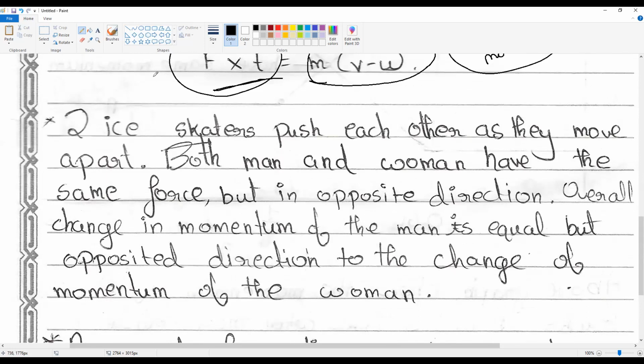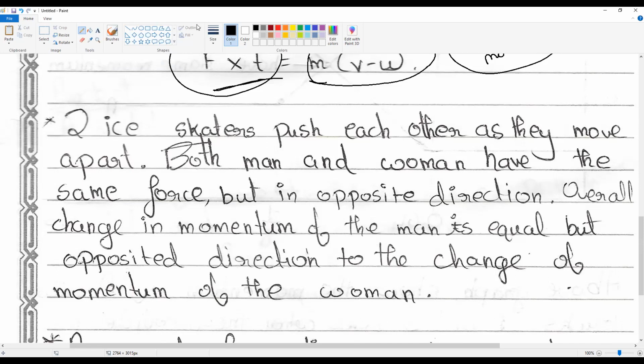If you push me right now, that will also be an example of changing momentum. Before you pushed me, my momentum was zero. When you applied a force on me, my momentum changed. Same thing here. When the two ice skaters were stationary and pushed each other, since the ice is very smooth and has very little friction, they move smoothly apart from each other.